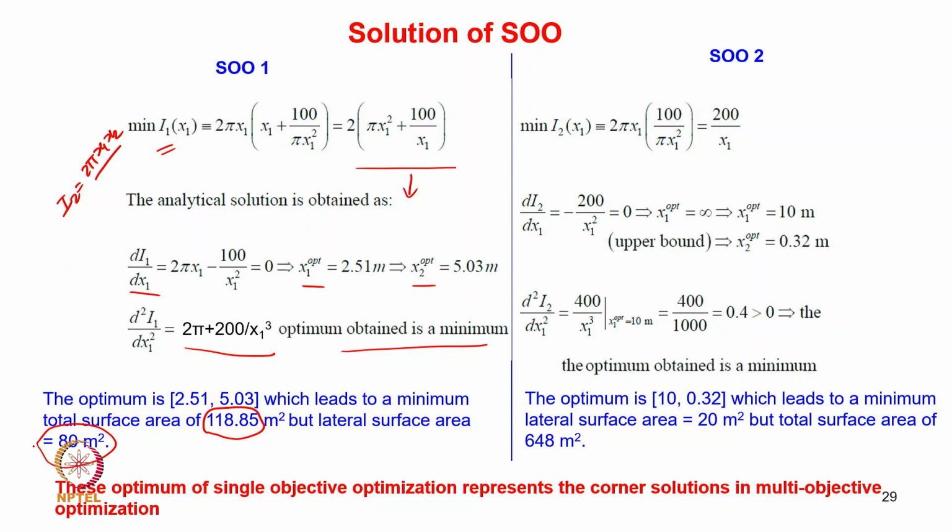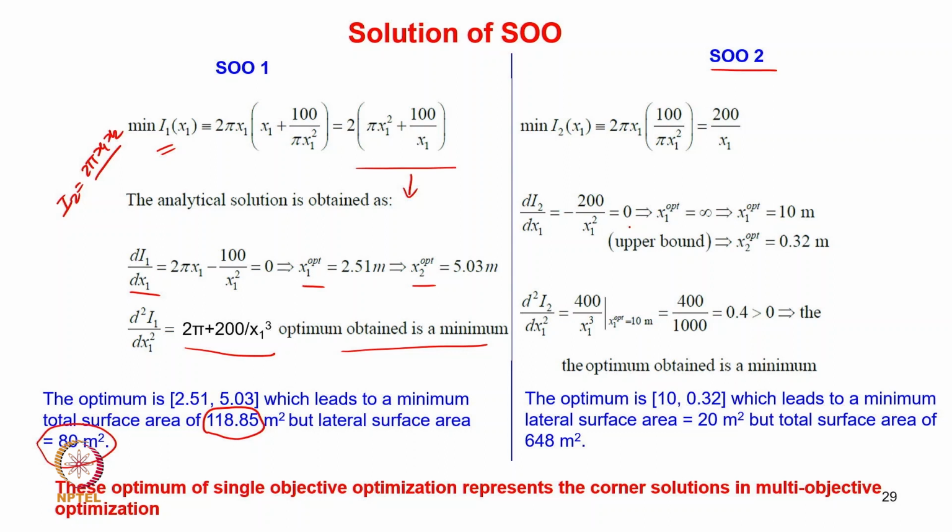Now, let us solve the second single objective optimization. Here the lateral surface area is minimized alone. So 2 pi x1 x2, where x2 is replaced by 100 by pi x1 square, becomes 200 by x1. If I differentiate it with respect to x1, what we get is minus 200 by x1 square. If I equate to 0, we get x1 optimum equal to infinity, isn't it?